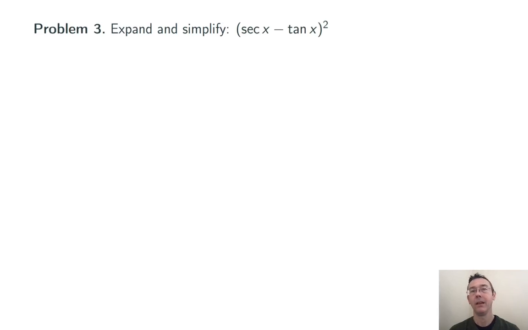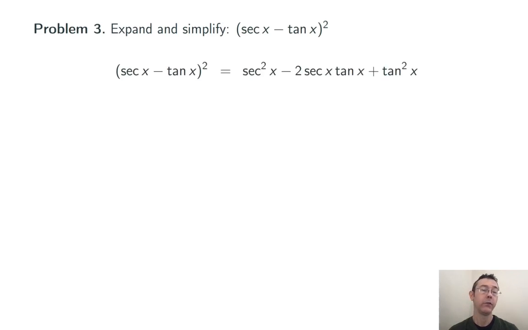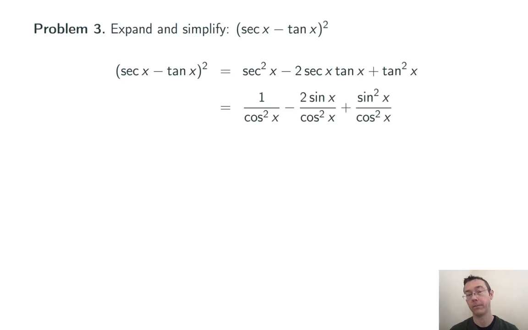Problem 3. Expand and simplify secant x minus tangent x, quantity squared. There's any number of ways to do this problem. I'm going to start just by directly FOILing it out. When I do that, I get secant squared x minus 2 secant x tangent x plus tangent squared x. Next, I'm going to choose to rewrite everything in terms of sine and cosine. Remember that secant is 1 over cosine, and tangent is sine over cosine, using the reciprocal and quotient identities respectively.